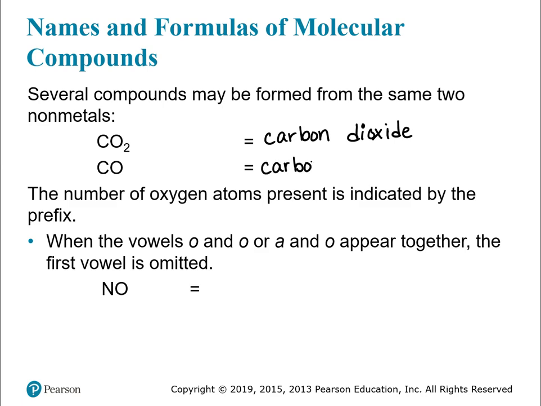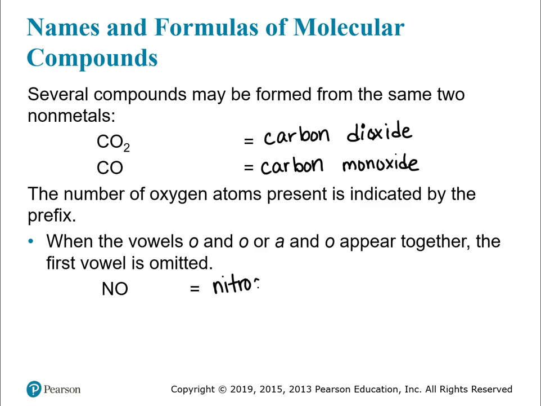The second one starts off the same. It's carbon. But we've only got one oxygen. And we have to use a prefix to show that we've only got one. That's what mono is for. When you have two vowels like O and O, or A and O, appearing next to each other, the first vowel is omitted. And we had that in the carbon monoxide, but I'll show you kind of how you get there. Let's name this next one.